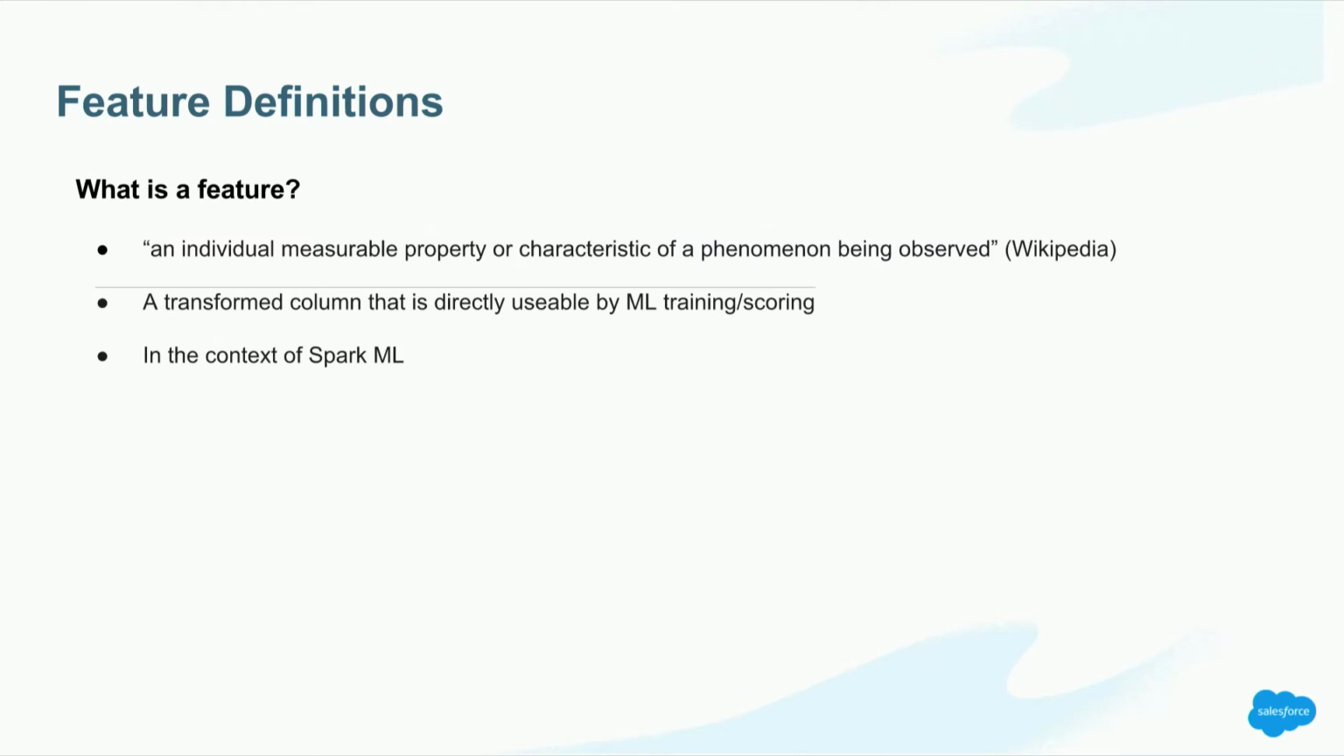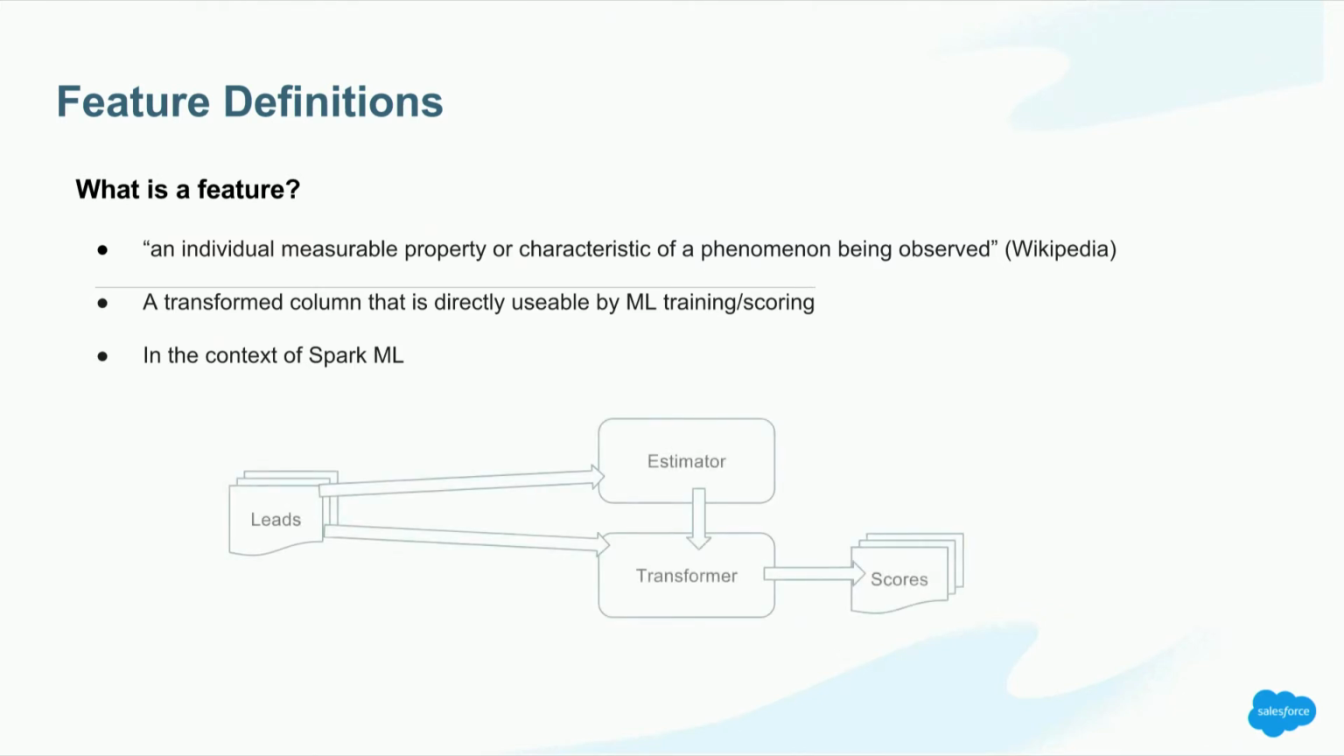In the context of Spark ML, say we have a raw file containing a lot of leads, for example. The training process is basically feeding a data frame of the features into a so-called estimator. And the end result of a training would be a transformer, or more likely than not, a sequence of transformers. And the scoring process takes in a similar data frame of objects, in this case leads, and applies these transformers one by one on them to generate a data frame of prediction results, which in this case we call scores.